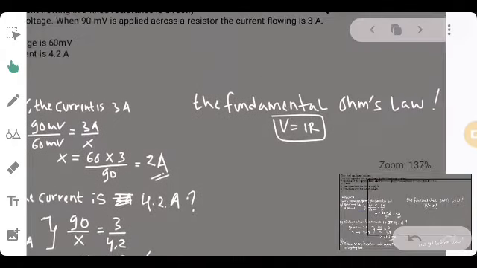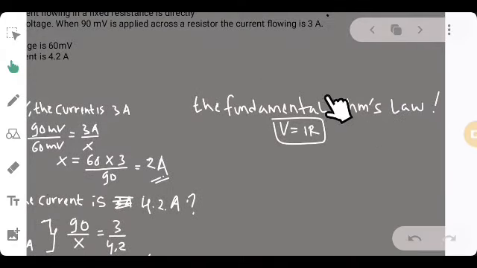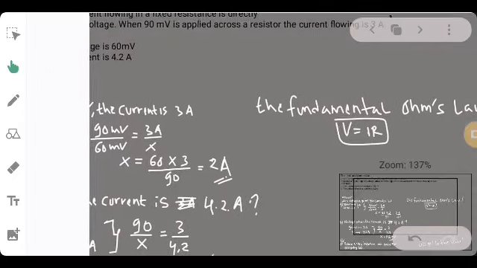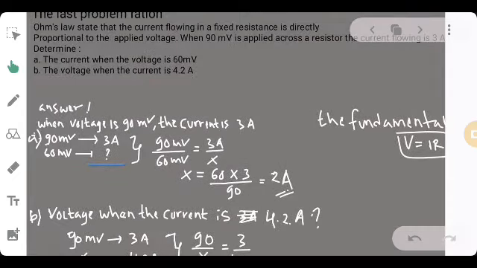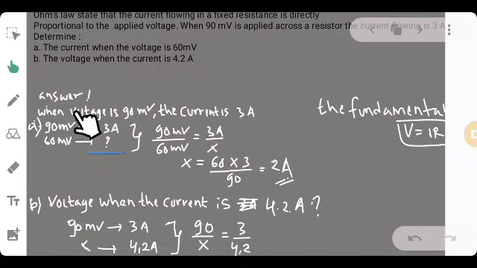Answer: the fundamental of Ohm's law is V equals I times R, where V is voltage, I is current, and R is the resistance of the resistor. With 90 millivolt, the current is 3 ampere.